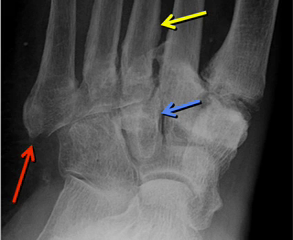There is lateral displacement of the shaft of the third metatarsal, shown by the yellow arrow, with reference to the third cuneiform, shown by the blue arrow. And there is also increased distance between the lateralmost portion of the fifth metatarsal, shown by the red arrow, and the adjacent cuboid, more than 3 millimeters.